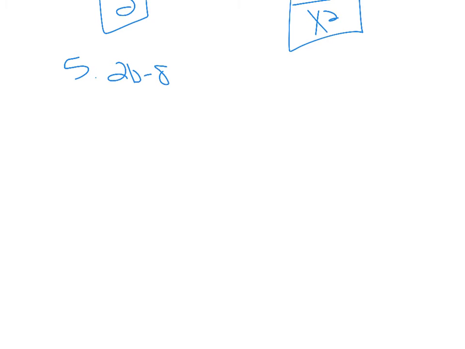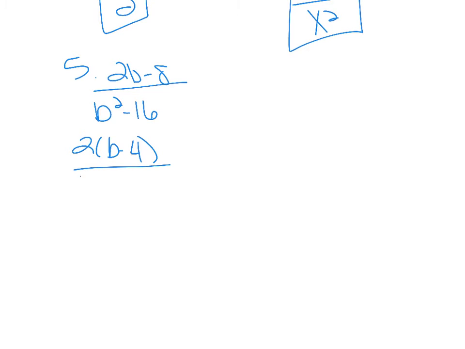2b minus 8 over b squared minus 16. Okay, if I look at my numerator, those have a 2 in common. I'm left with b minus 4. In my denominator, we've got to get really good at factoring these. So the sooner you can start recognizing how to factor 2 terms, the better off we're going to be.